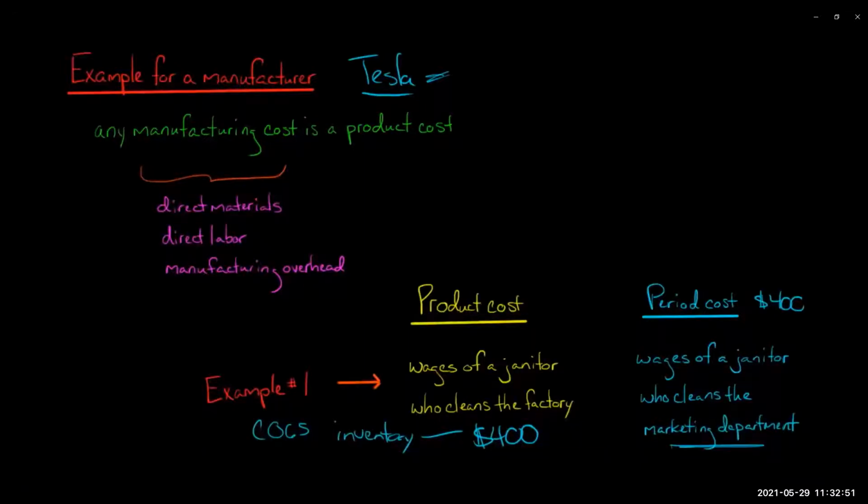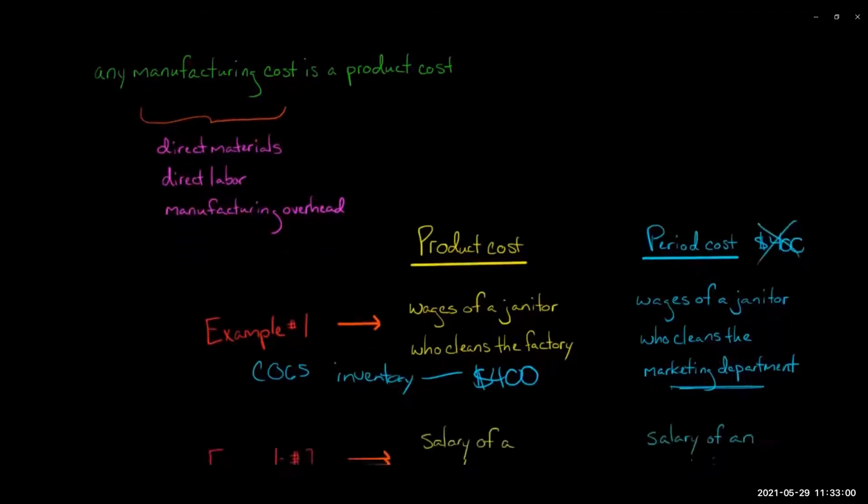It's not related to the factory or manufacturing the product, so it's going to be a period cost. So this $400 is not going to go to inventory. You're just going to expense it and just say, okay, wages expense and so forth.